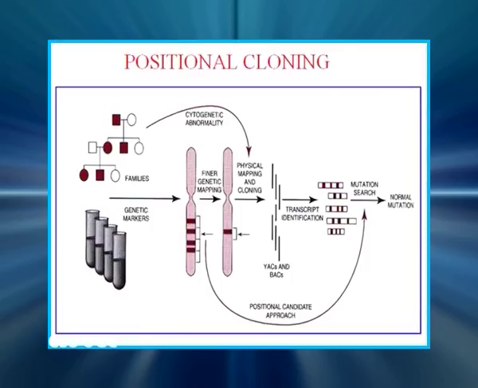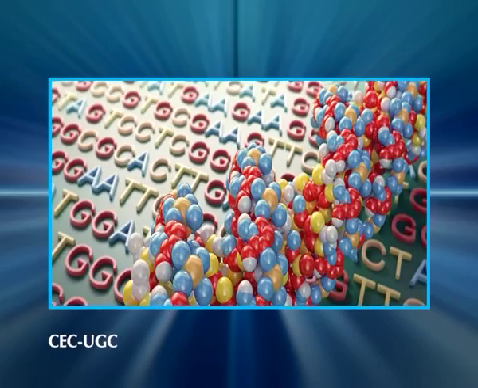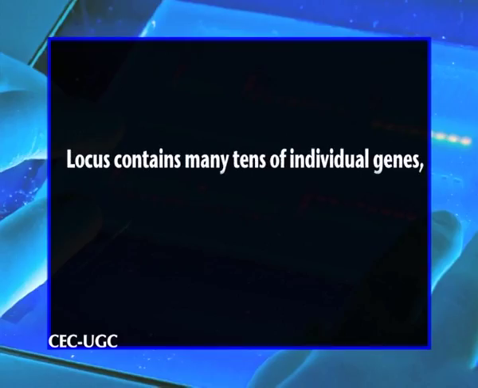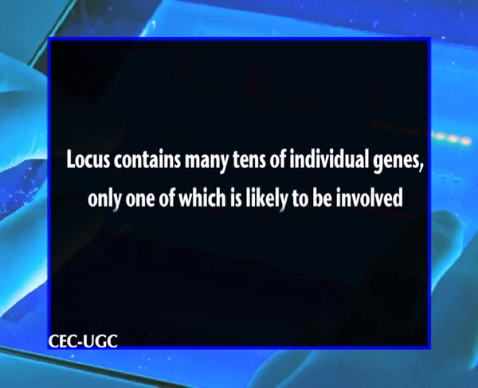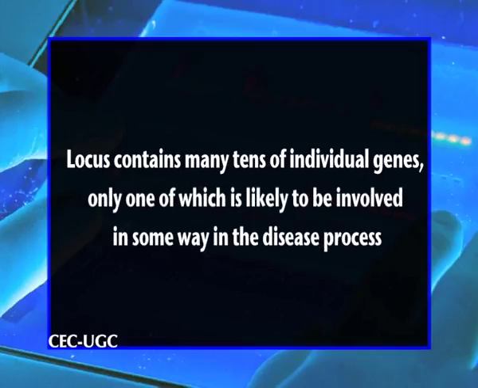The first approach for discovering disease-related genes is the technique of positional cloning. Here the chromosome linked to the disease in question is established by analyzing a population of subjects, some of whom exhibit the disease. Once a link to the chromosomal region has been established, a large part of the chromosome in the vicinity of this region, known as a locus, is sequenced, yielding several megabases of DNA. Such a locus contains many tens of individual genes, only one of which is likely to be involved in some way in the disease process.